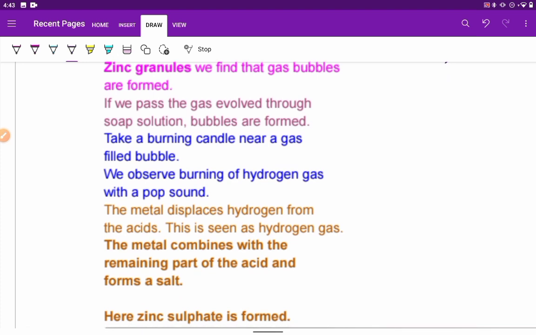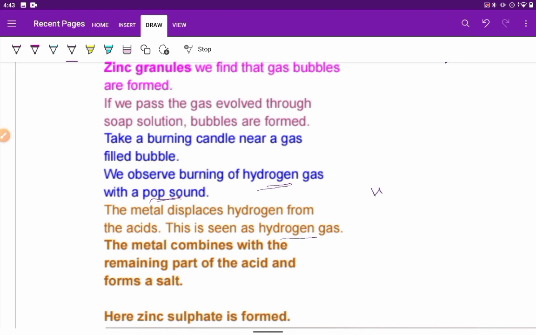Now how to find out what that gas is? Take a burning candle near a gas filled bubble. What do you find? We observe that there is burning of hydrogen gas with a pop sound. This pop sound confirms that the gas is hydrogen. So what has happened here? The metal will displace the hydrogen from the acid, and this is seen as liberation of hydrogen gas. The metal combines with the remaining part of the acid and thus we get the salt.